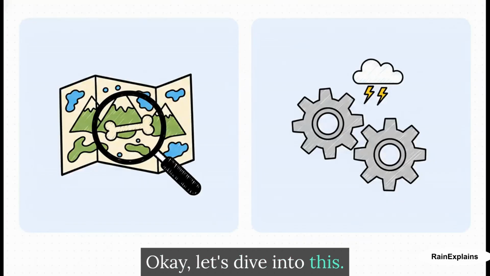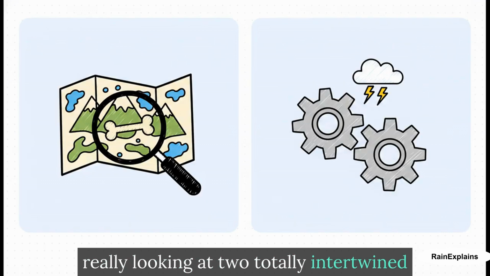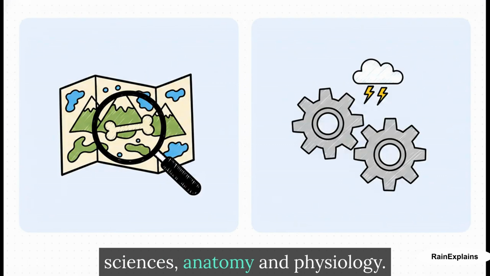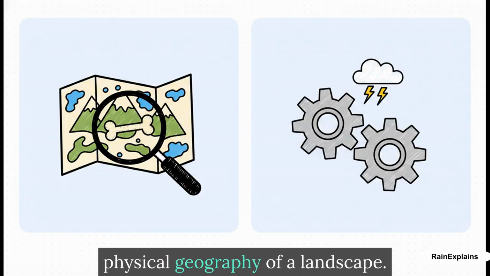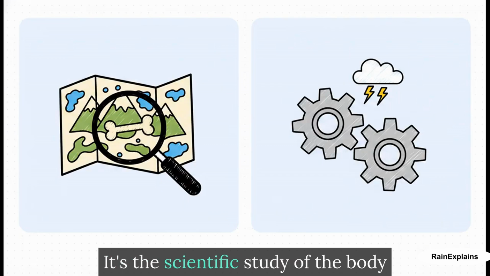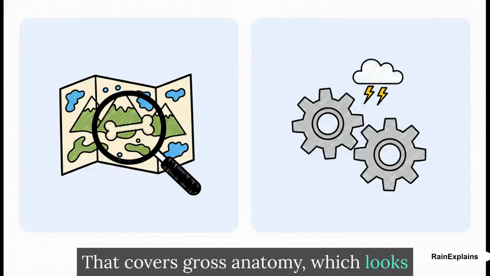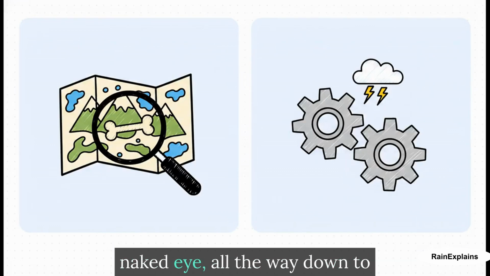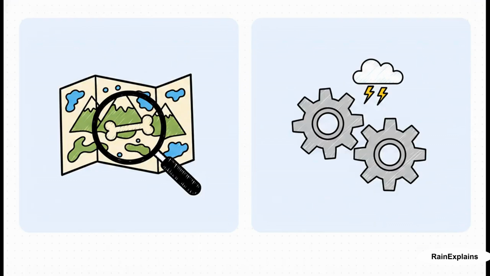Okay, let's dive into this. When we look at the human body, we're really looking at two totally intertwined sciences, anatomy and physiology. It helps to think of anatomy as the physical geography of a landscape, the actual mountains and valleys. It's the scientific study of the body's physical structure. That covers gross anatomy, which looks at the large organs you can see with the naked eye, all the way down to microscopic anatomy, looking at tiny cells.